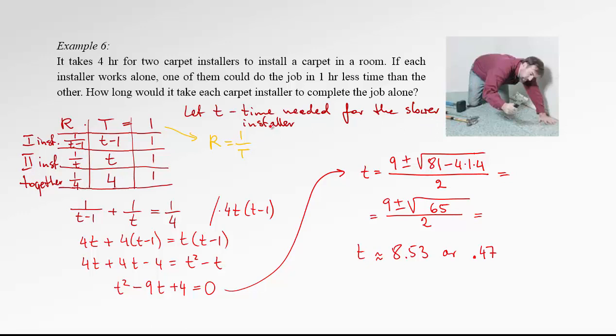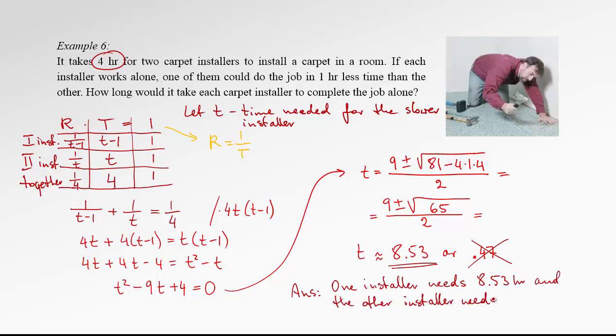This time will have to be larger than the overall time that is needed for both installers to do the job. Because obviously, to install the carpet by one person, it will take longer than by 2 people. Therefore, our answer must be larger than 4 hours. We have to exclude this possibility, and the final answer is approximately 8.5 hours. So let's give the answer. One installer needs 8.53 hours, and the other installer needs 1 hour less, so 7.53 hours to complete the job alone.